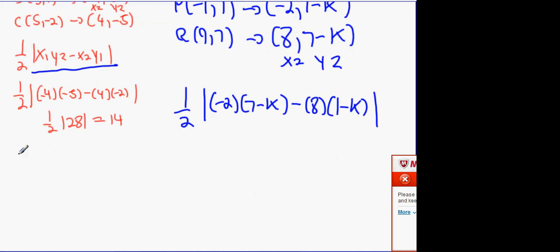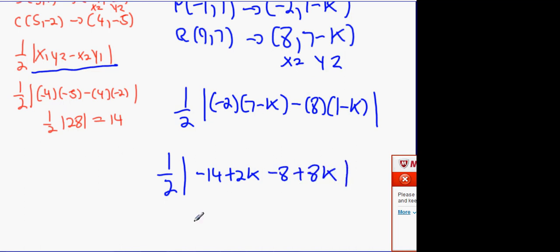Now, what we get here, guys, is this. We're going to get a half of minus 14 plus 2k, and then we're going to get a minus 8 plus 8k. And what we're going to get is a half of 10k minus 22. Now, I think we made it harder than it had to be, but nonetheless, you can still get there.